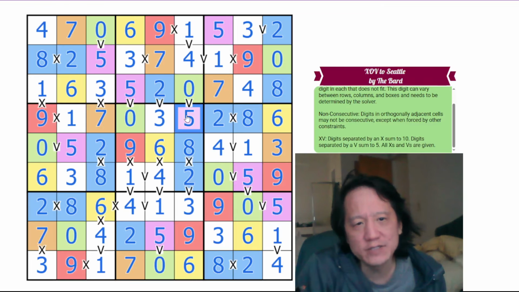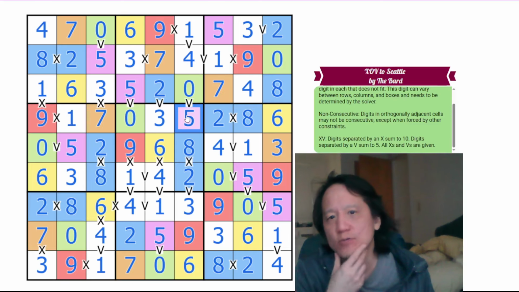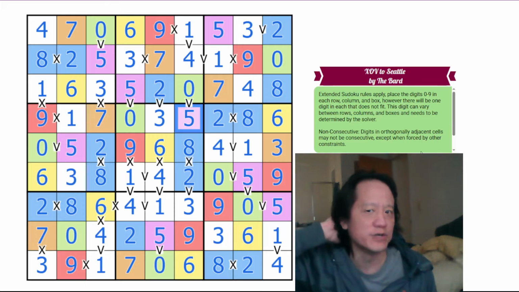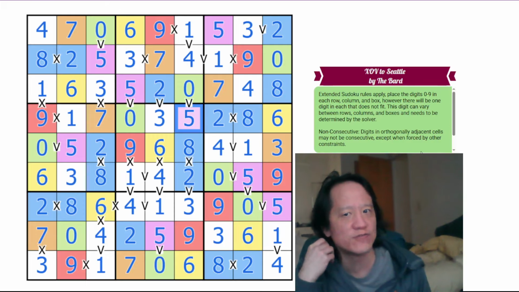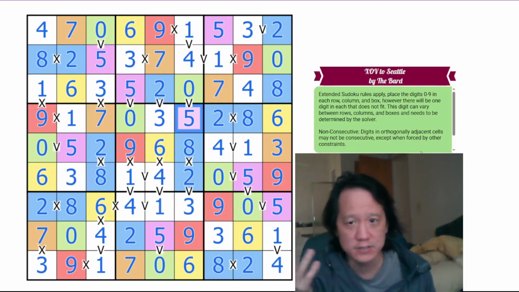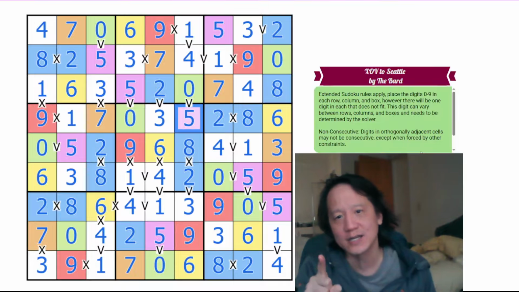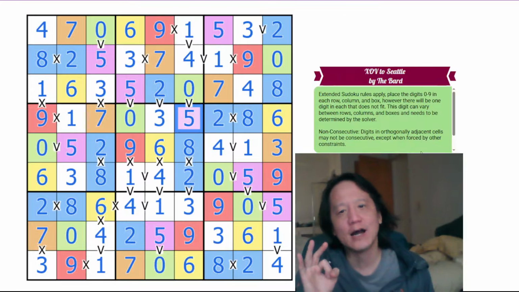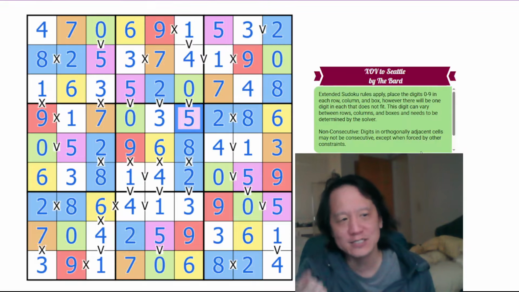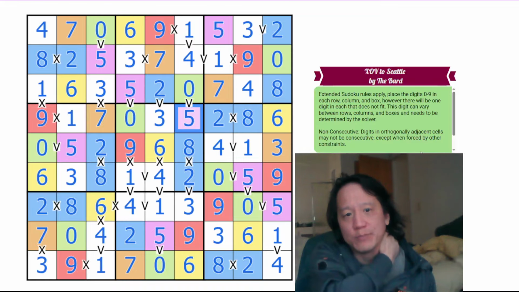Yeah, I would prefer a rewrite of the rules. For one, you could just do it. The Sudoku rules is basically in each cell in the grid place a single digit from 0 through 9, such that there are no repeats in any row, column, or box. For this version of the non-consecutive, it's not a full version of non-consecutive. It's a very specified version. I would say digits in orthogonally adjacent cells may not be consecutive except when they're next to a V. That makes things really clear about where things can be, right?